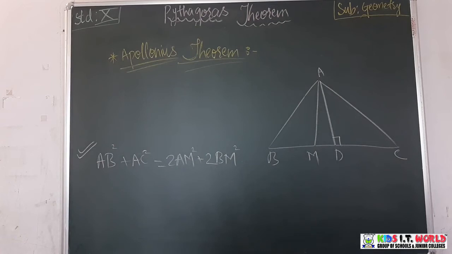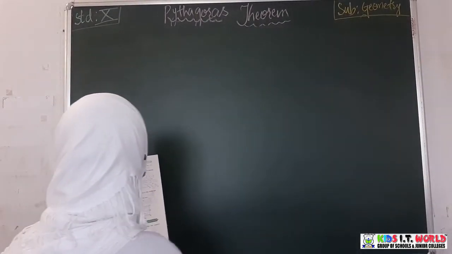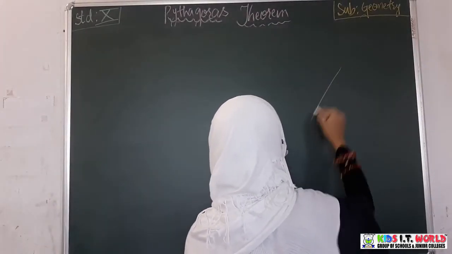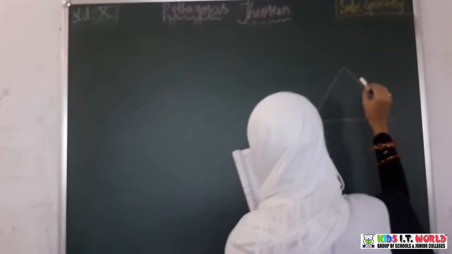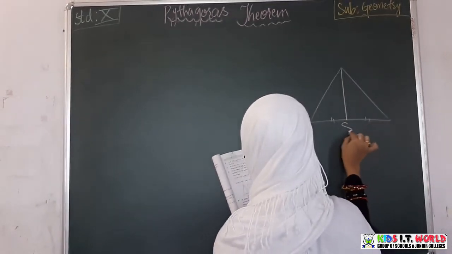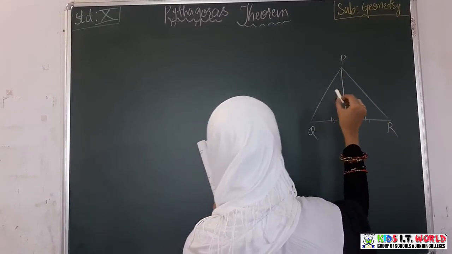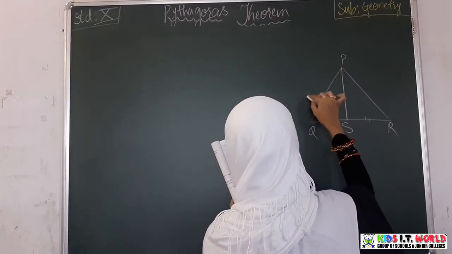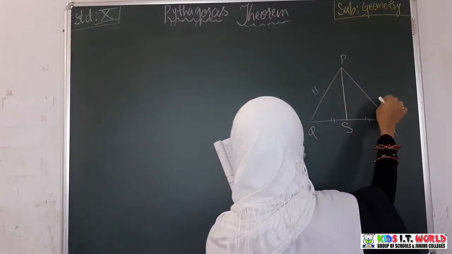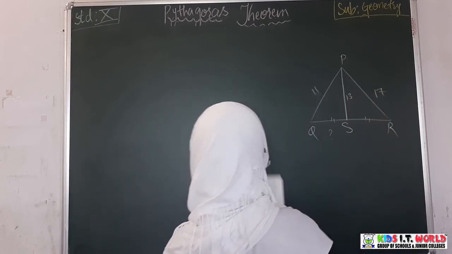Last exercise 2.2, question number 1. Question number 1 is: in triangle PQR, S is the midpoint of side QR. If PQ is equal to 11, PR is equal to 17, PS is equal to 13, find QR. First of all, draw the figure. Figure is something like this. In triangle PQR, S is the midpoint of side QR. Midpoint means it divides QR into two equal parts. PQ is equal to 11, PR is equal to 17, PS is equal to 13. We have to find out QR.